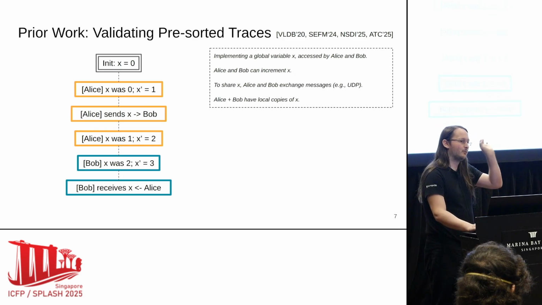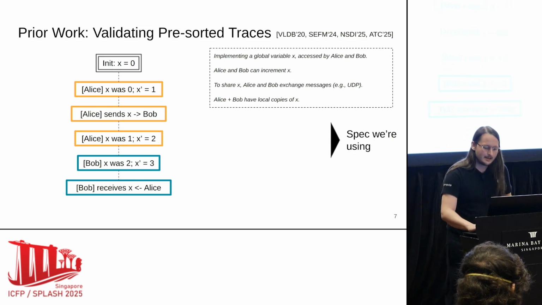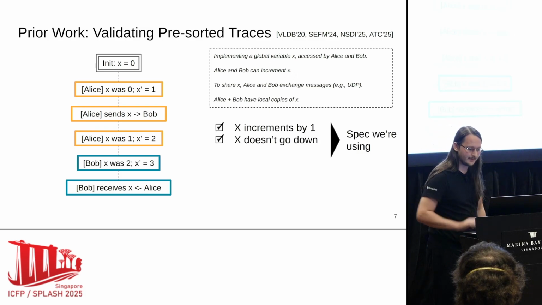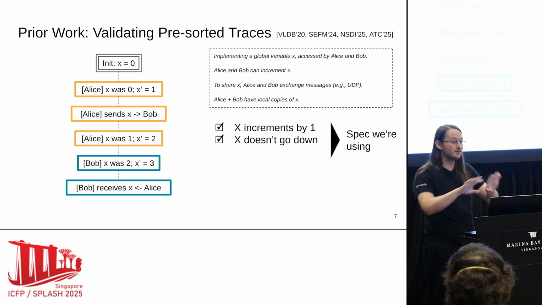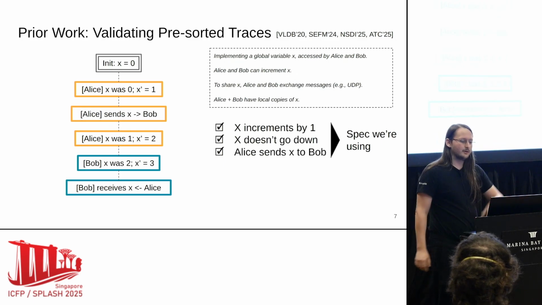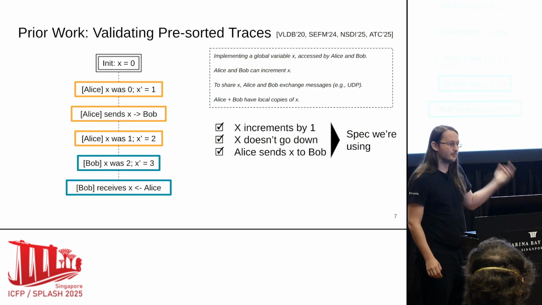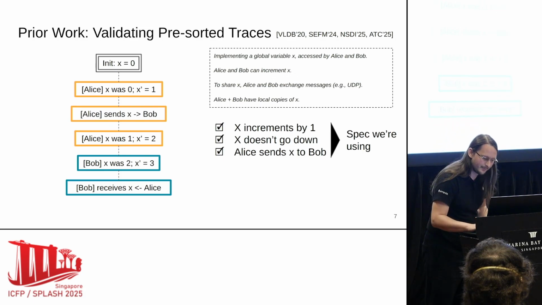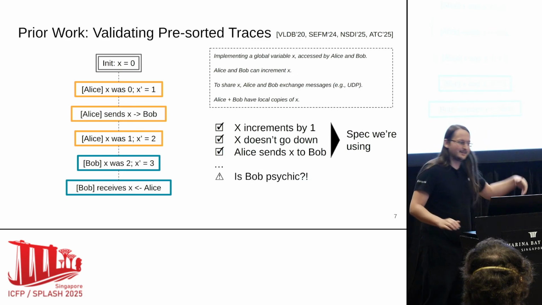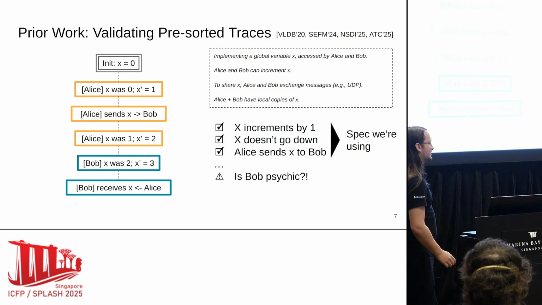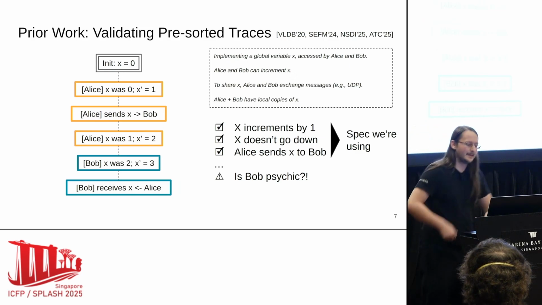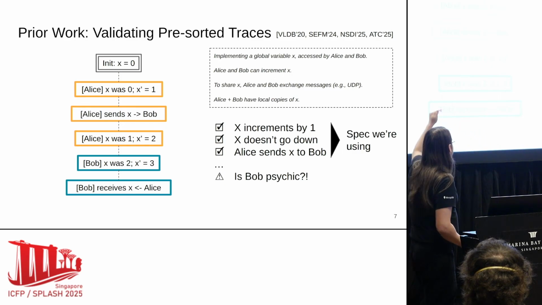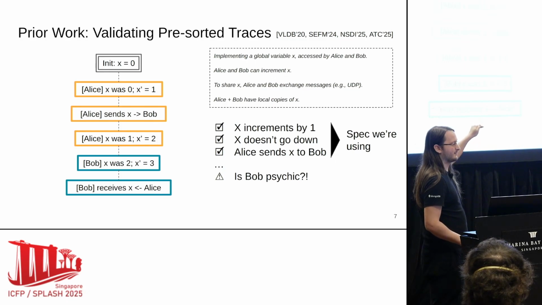And I will introduce my one little contrived example here. So the spec we're using is X may always increment by 1. X does not go down. And we just view X as a global here. And also, Alice sends X to Bob. This is the actual specification of what is allowed to happen. But in this example, Bob is clearly psychic and has seen something that Bob is not supposed to see. So what's the deal here? Technically, this would be accepted by this slightly lax specification.